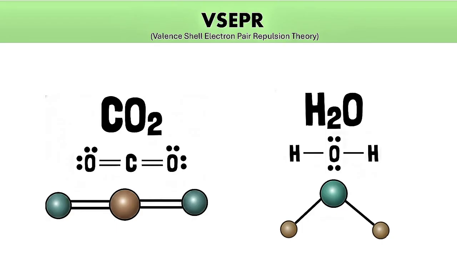Like for example, the shape of carbon dioxide is showing us linear shape, while the shape of water, H2O, is bent shape. And we're gonna discuss that. We're gonna look at why water is bent and why carbon dioxide is straight.